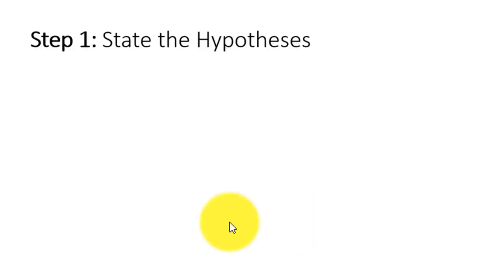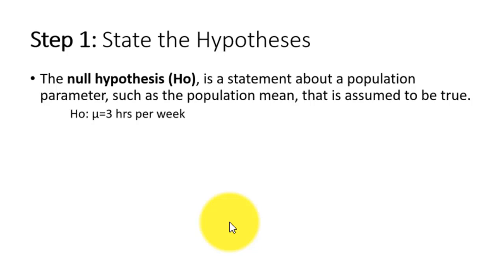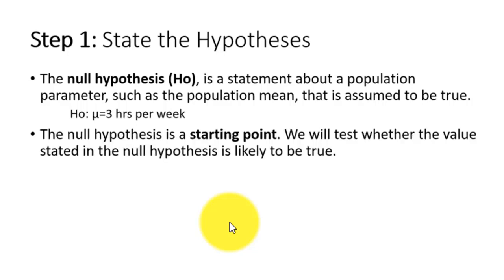We begin by stating the null hypothesis and alternate hypothesis. Null hypothesis is a statement about the population parameter, such as the population mean, that is assumed to be true. In our example of children watching TV, we may assume that the children watch on average 3 hours per week. The null hypothesis is the starting point. We will test whether the value stated in the null hypothesis is likely to be true or not. Just like the analogy of innocence in a courtroom. When a defendant is on trial, the jury assumes the defendant is an innocent person.